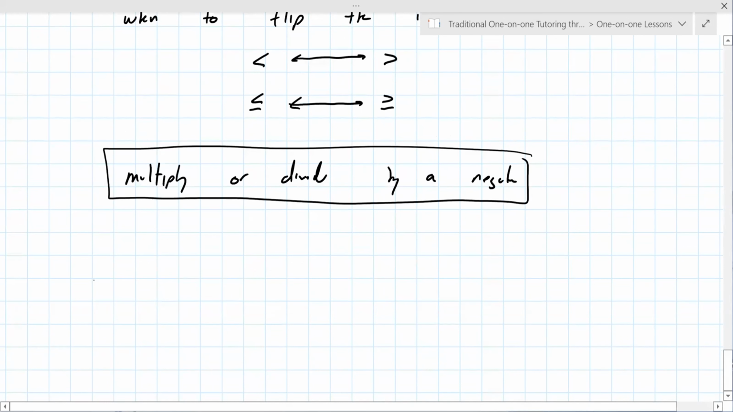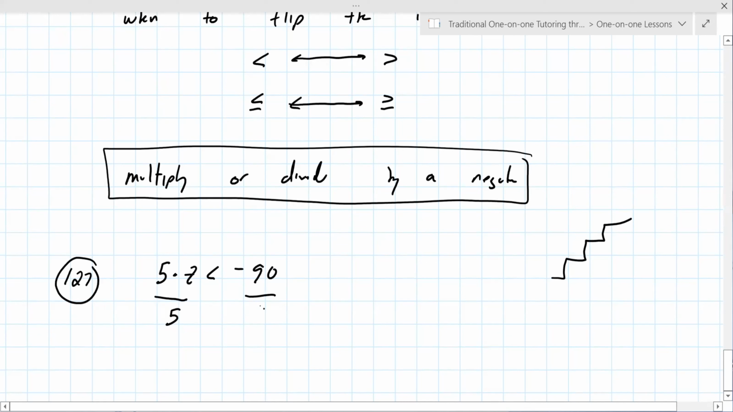So let's do 127 first. Sometimes I do problems out of order because there's a kind of nice natural learning that I want you to have that these problems don't give you. What is the math operation between the 5 and the z? Multiplication. And how do you undo multiplication? Divide. So you divide both sides by 5.